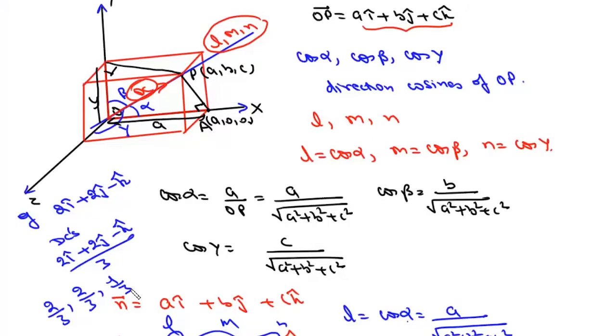Now if someone asks, find the angle this line makes with positive direction of x-axis. We know that this is l, which is cos alpha. So l equals cos alpha equals 2 by 3. So this alpha will be cos inverse 2 by 3. So the angle this line makes with x-axis will be cos inverse 2 by 3. So direction cosines specify components of unit vector along x, y and z axis.